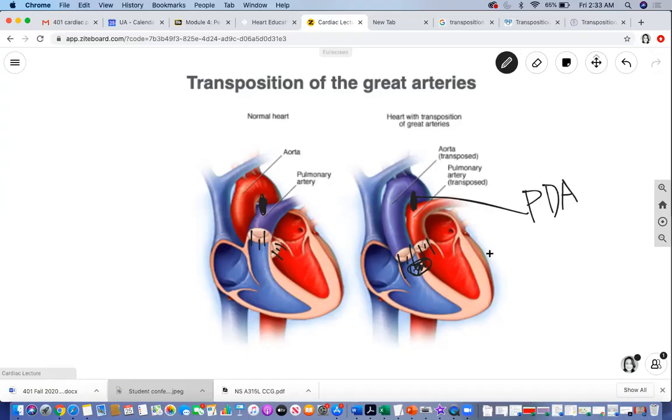Obviously for a baby, we know that babies need glucose. Glucose is very important to the brain. So your IV fluids should have some type of dextrose in them.